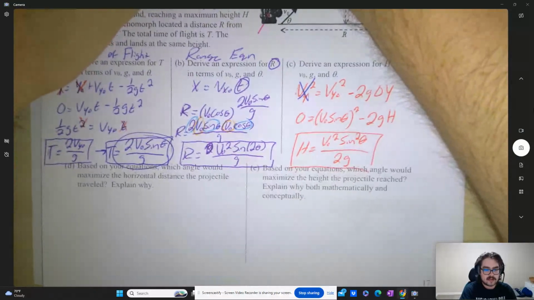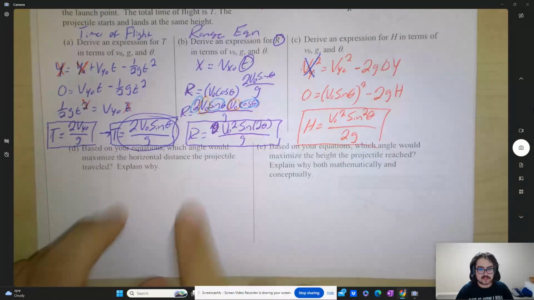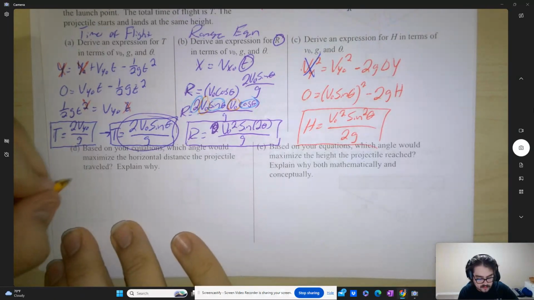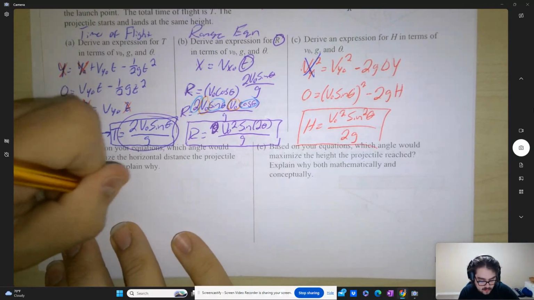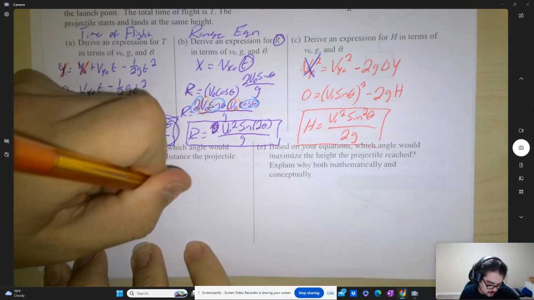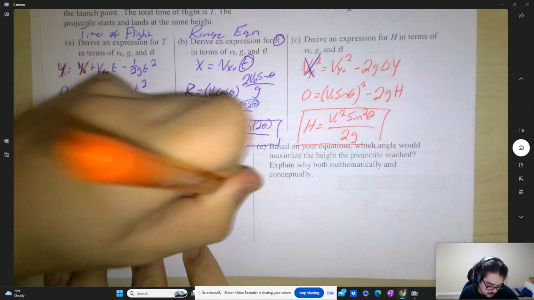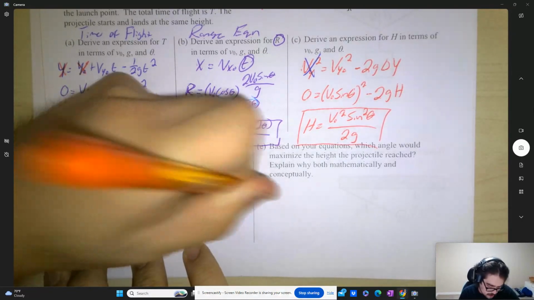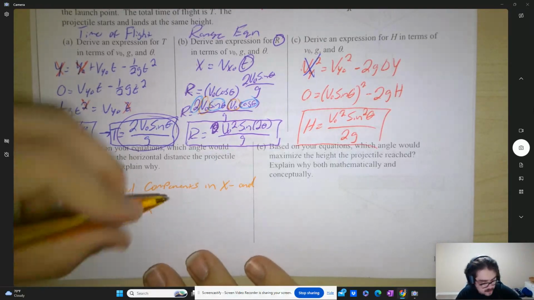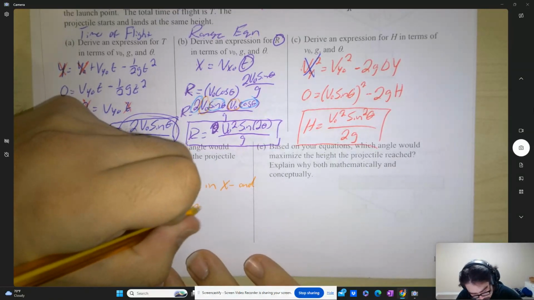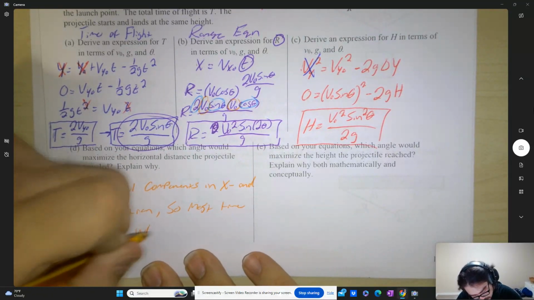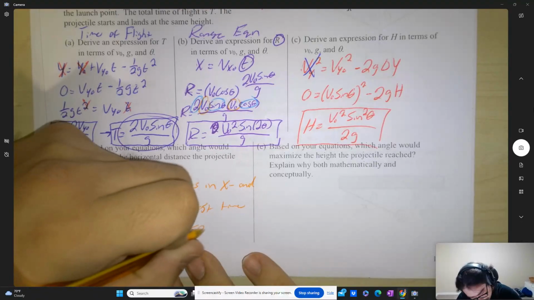And we kind of already talked about this. Which angle maximizes horizontal distance? The angle that maximizes horizontal distance is 45 degrees because that means equal components in the x and y direction. So most time in air with most speed.